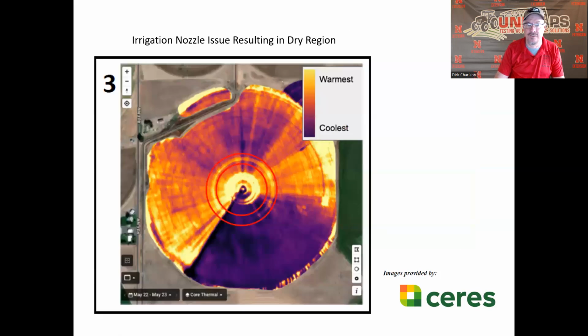Number 3, the answer is irrigation nozzle issue resulting in a dry region. When we look at this pivot, again, we're looking at thermal imagery. If we focus on the area between the two concentric circles, we see that there is a clear circle of a warmer part of that field. What this indicates is that an irrigation nozzle on that pivot is probably plugged and not adding the necessary water. That's why it is warmer than the other areas of that image.